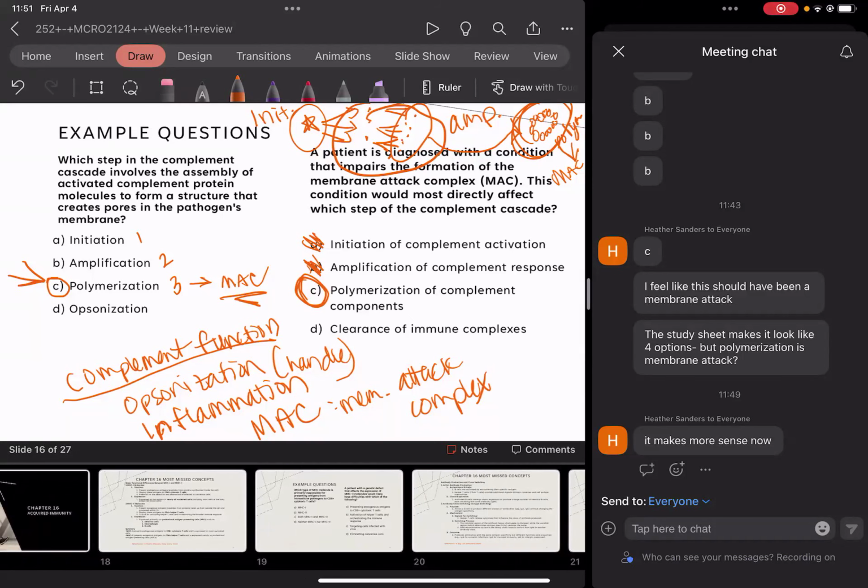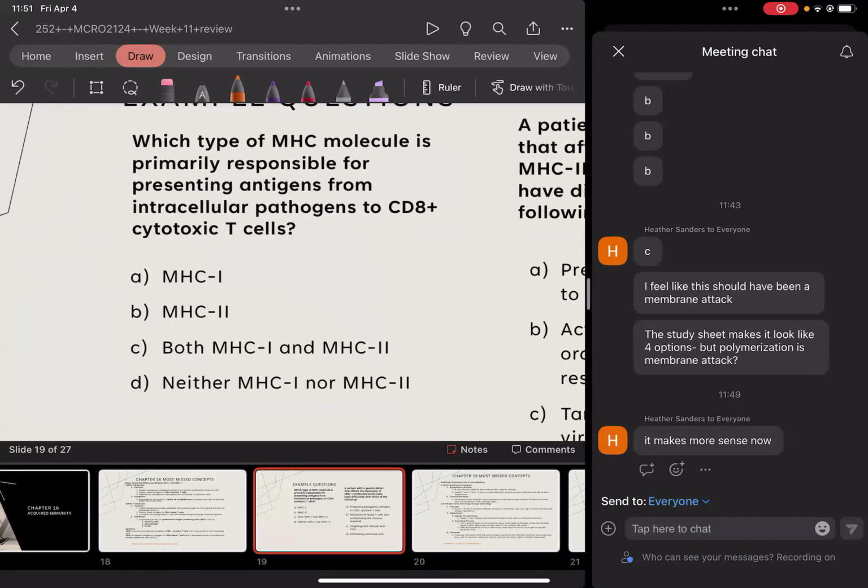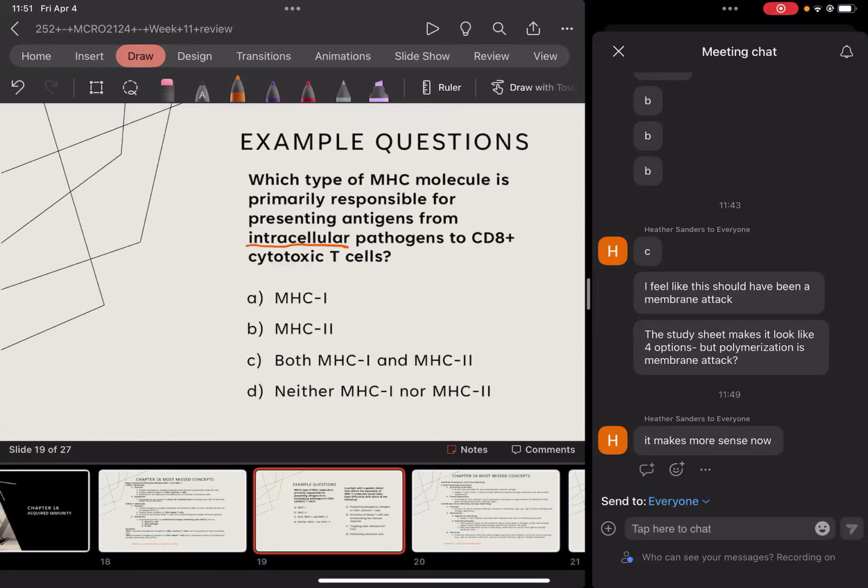All right, so we're going to move on to chapter 16 now. The questions for chapter 16. Which type of MHC molecule is responsible for presenting antigens from intracellular pathogens to CD8 positive T cells? If it's intracellular, just to summarize, remember that MHC1 looks like an I to me, so that's inside. That means MHC2 will present stuff from outside.